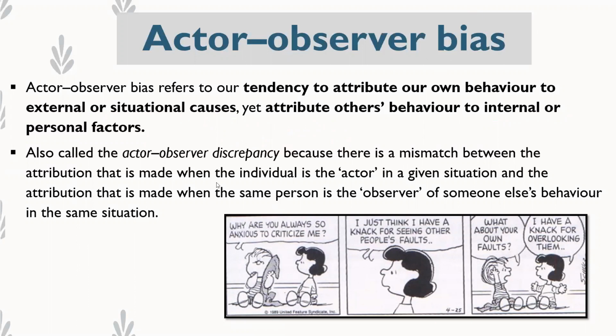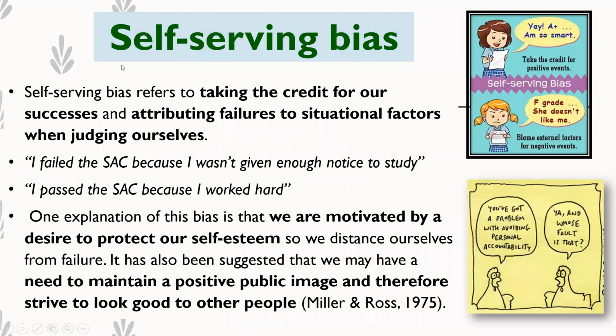Okay, so then we've got one more to go, or two more to go. The next type of bias is called self-serving bias. Now, self-serving bias suggests that we take credit for our successes and we attribute our failures to situational factors. So when we make an evaluation of ourselves, whenever something good happens to us, we take the credit for that.